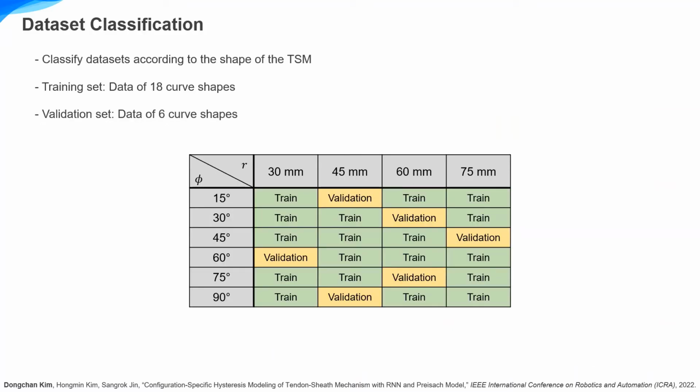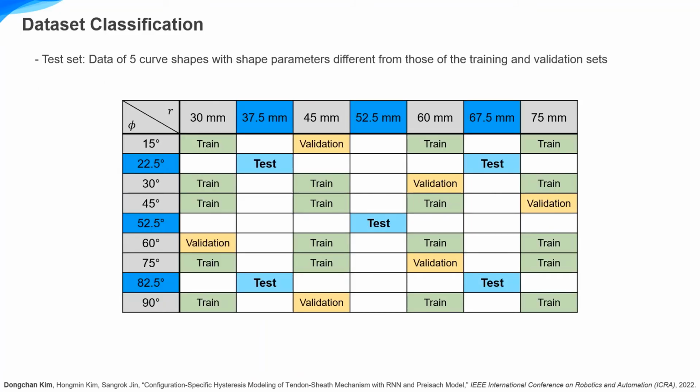Of the 24 sets of data, the data for 18 shapes were classified as the training set, and the data for 6 shapes were classified as the validation set. The parameters marked in blue in the table are intermediate values of the parameters of the training and validation sets. Among the shapes made with these parameters, the data of 5 shapes were used as the test set.